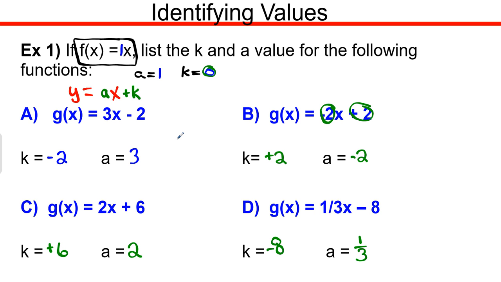So the correct answer for C is our k value is a positive 6, because we're going from 0 to 6, which means we go up 6. Our a value is just the coefficient in front of x, which is 2, our steepness, or slope. For D, g of x equals 1/3 x minus 8, we're going from 0 to negative 8 this time, which means we go down 8, so it's a negative 8 for our k. And the slope, or the steepness, is just the coefficient in front of x, which is 1/3.